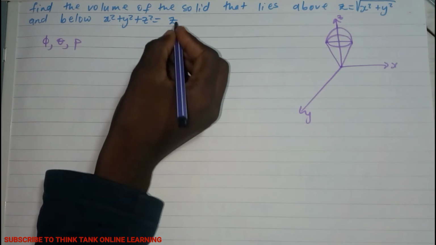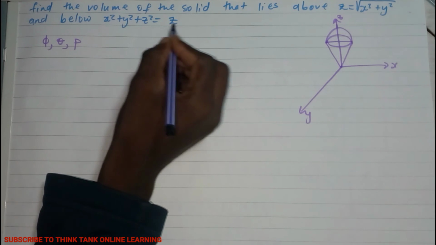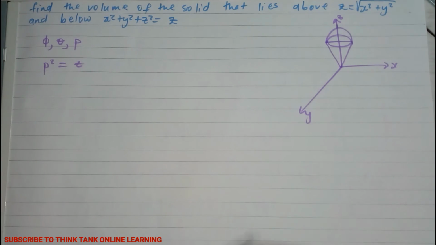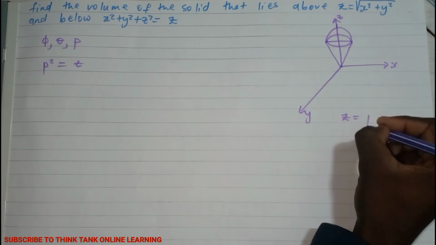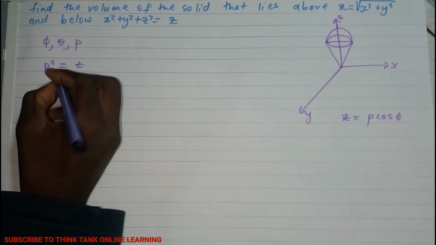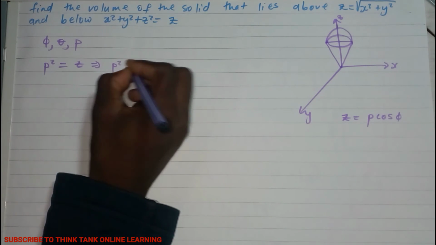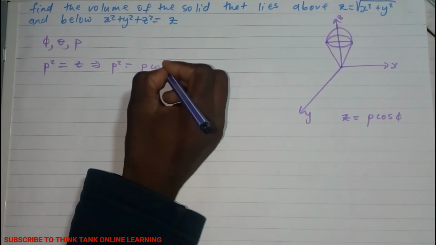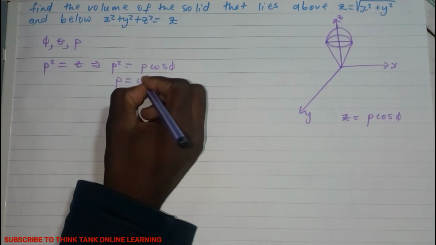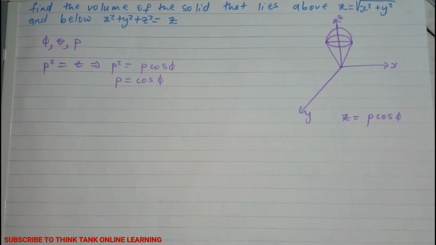This is the equation of a sphere, and you know that x squared plus y squared plus z squared equals rho squared. So rho squared in this case is equal to z, but we've said that z in spherical coordinates is equal to rho cos phi. In other words, rho squared is equal to rho cos phi. That means rho is equal to cos phi, if we divide both sides by rho. Now I'm done for rho.